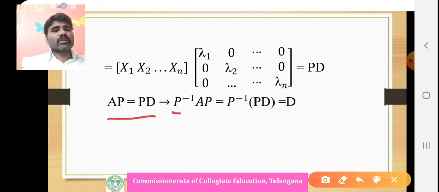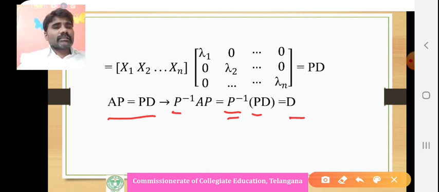Now pre-multiply by P inverse on both sides. We have P inverse AP equals P inverse P into D, and P inverse P becomes I. That's why I into D equals D. So P inverse AP equals D, a diagonal matrix. Therefore, if the order of A is n and A has n distinct eigenvalues, then there is a non-singular matrix P such that P inverse AP equals D, which proves the theorem.